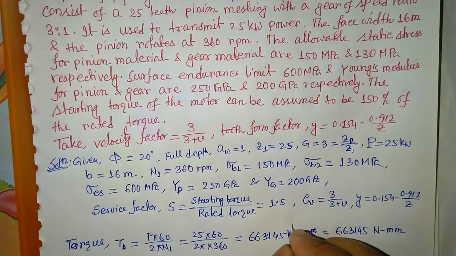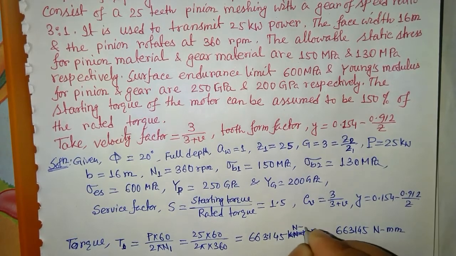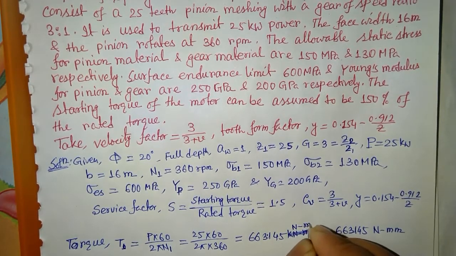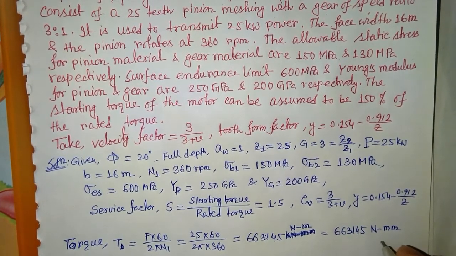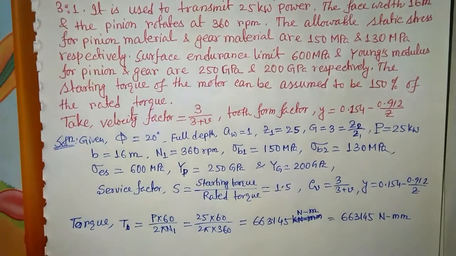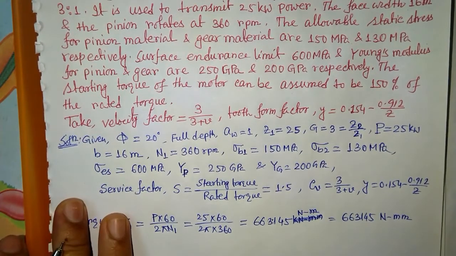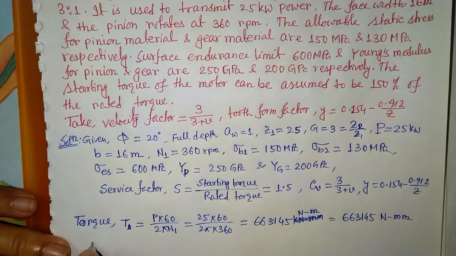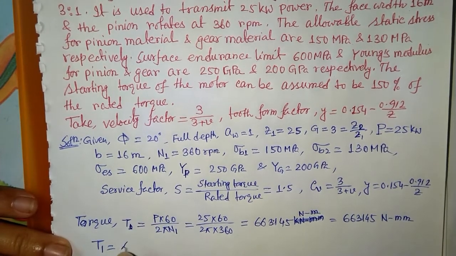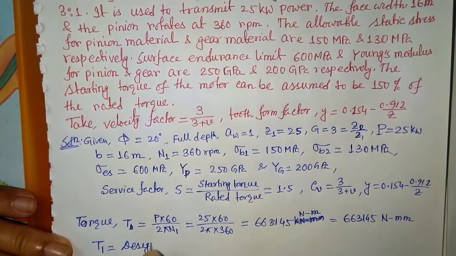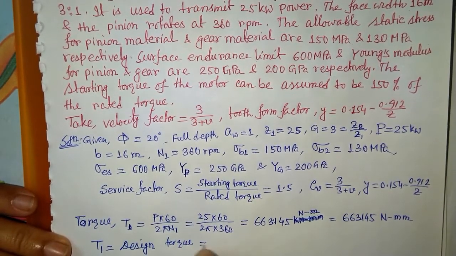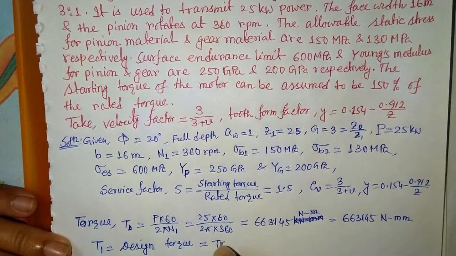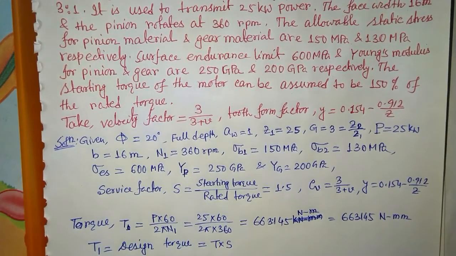In this calculation we will get this in Newton meter, and this will come in the form of Newton millimeter. Okay, so this is our torque, that is our starting torque. Now let's take T1 as a design torque, and this design torque T1 is equal to T into S.